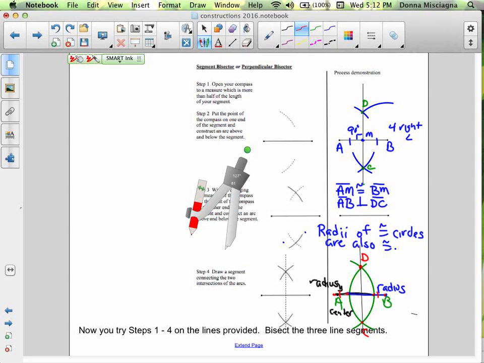This point right here ends up being smack dab in the middle between A and B. So that's why that's true.